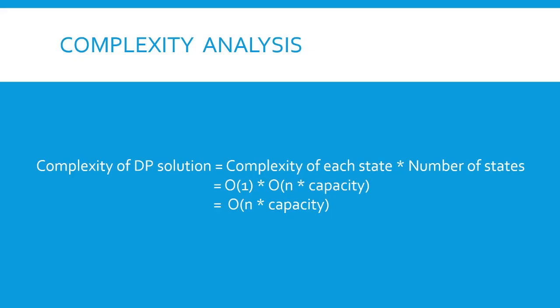Alright, now let's do the complexity analysis of the DP solution. The complexity of a DP solution is always the complexity of each state times the number of states we have in the DP.